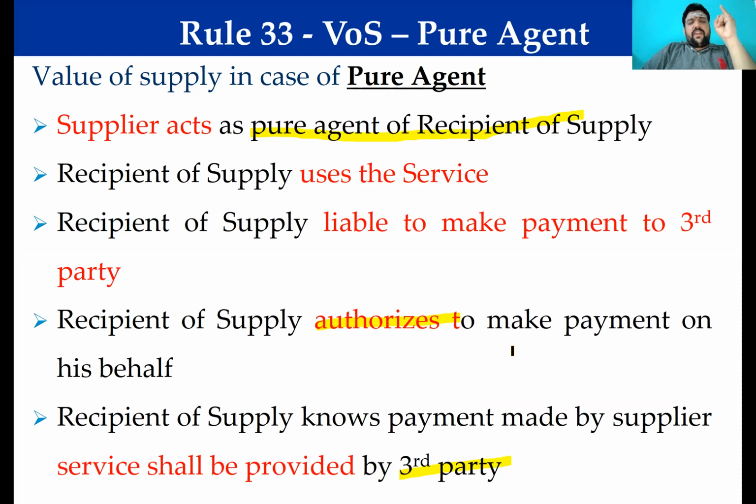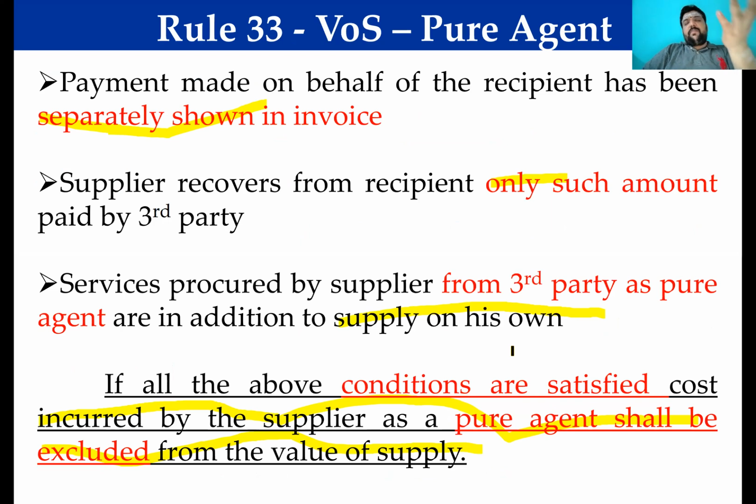You act as an agent of the recipient. Recipient uses the service. Recipient is liable to pay tax. Recipient authorizes the third person to pay tax. The supplier ensures the recipient makes payment to the third party, recovers exactly the same money, shows it in the invoice separately, and the services provided by that respective individual and the recipient are different. When all these conditions are satisfied, it will be excluded from value of supply. As discussed earlier, 2,500 rupees alone will be the value of supply.